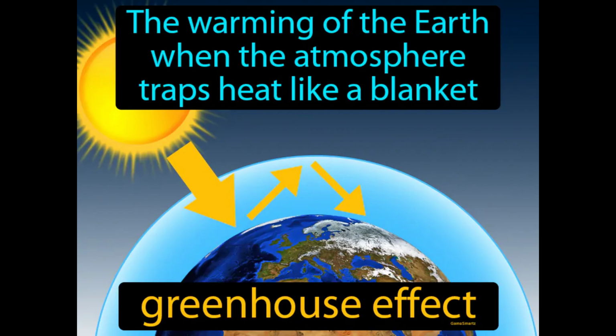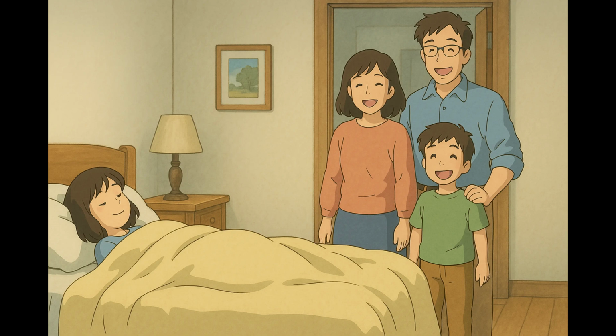The warming of the Earth when the atmosphere traps heat like a blanket. Greenhouse effect. It is a process where certain gases in Earth's atmosphere trap heat, keeping the planet warmer. Imagine trying to fall asleep on a hot summer night with a thick blanket covering you.